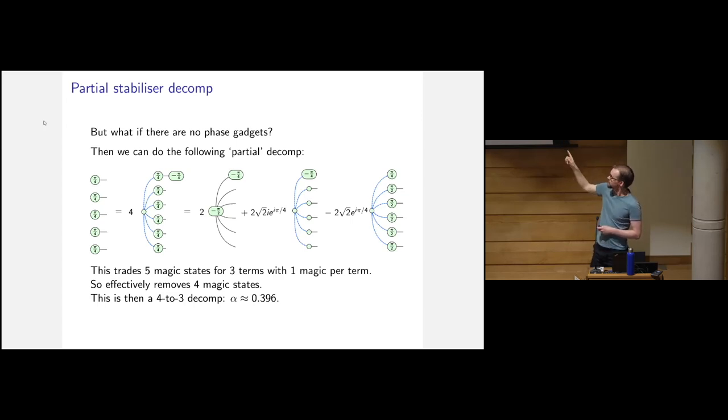And now our right-hand side has 3 terms, and each term has a single T magic state. So these things are no longer stabilizer states, but they have fewer T magic states. So we are trading 5 magic states for 3 terms with 1 magic state. Effectively, this is removing 4 magic states. So this gives us a 4 to 3 decomposition, which gives us a scaling of alpha is 0.396, which matches the asymptotic scaling found by Kissinger et al. They find it in the limit of really large diagrams, and we find it for finite size diagrams. So this gives you better asymptotic scaling. And as far as I understand, this is the best proven scaling for this kind of thing that currently exists.